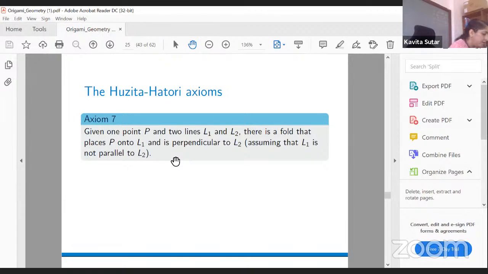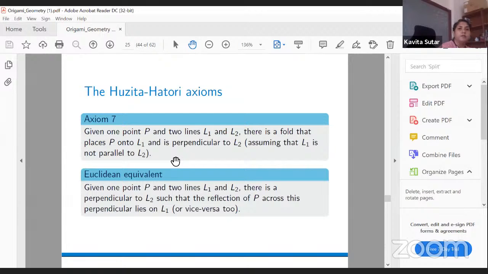So here is my fold, right here. If I fold across this, then P will fall on this line L1, and it is also perpendicular to this line L2. So this is the seventh axiom.